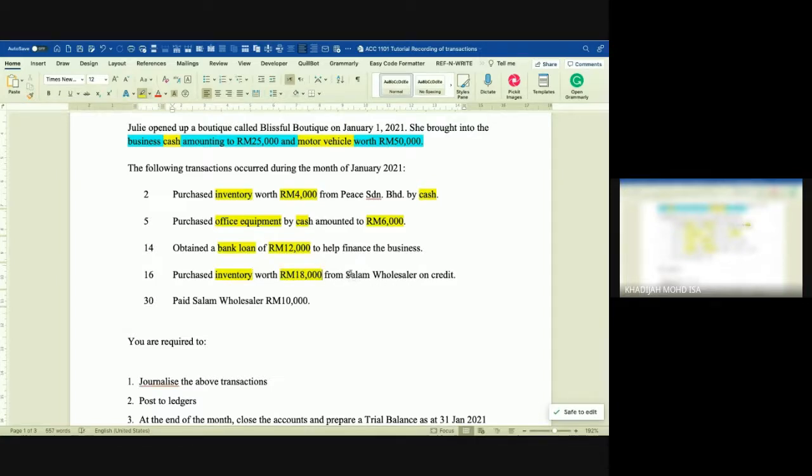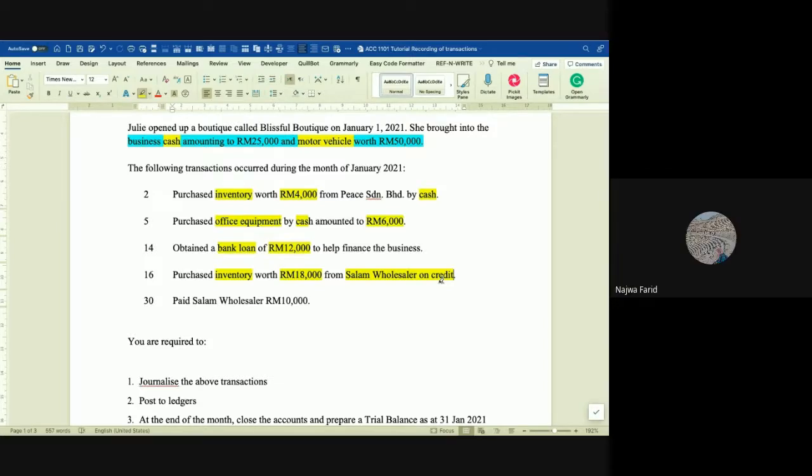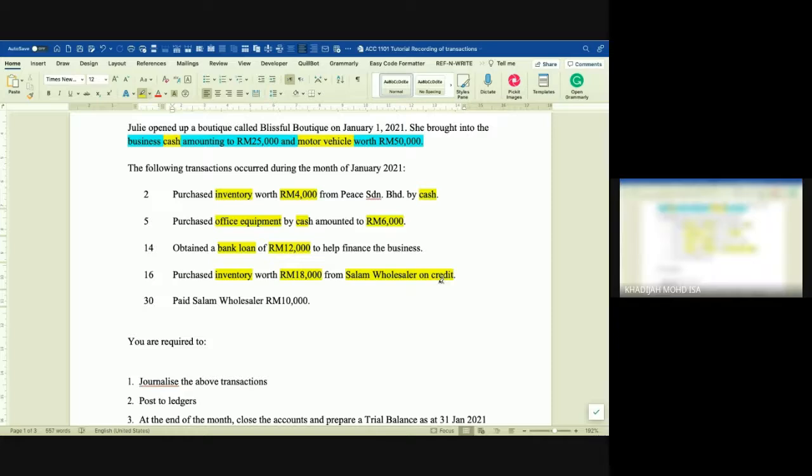Okay. And then you purchase inventory again that is worth 18,000, but in this case you purchase from Salam Wholesaler on credit. What does that mean? Who is Salam Wholesaler? Supplier. All right. And in this case, you have to remember Salam Wholesaler, because you have not paid them. You have to pay them in the future. So Salam Wholesaler becomes your accounts payable. When you say on credit, it means that you have to pay that later.